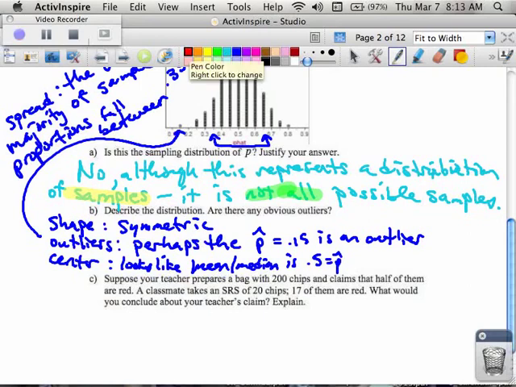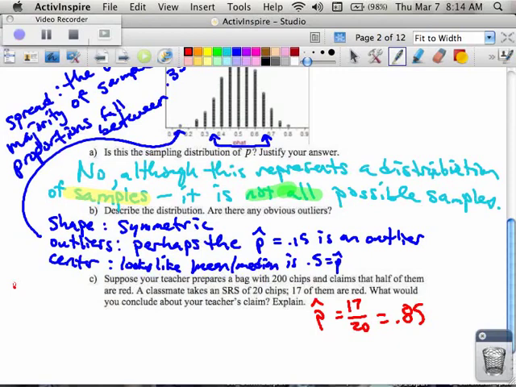Okay, and this last question says you have a teacher with a bag of potato chips. They claim that half of them are red. Somebody takes a simple random sample of 20 and you find out 17 of them are red. What do you conclude about the claim? So first of all, you should know that your p hat, because it's a sample, was 17 out of 20, which is 0.85, if that helps for people who are not as comfortable with fractions.